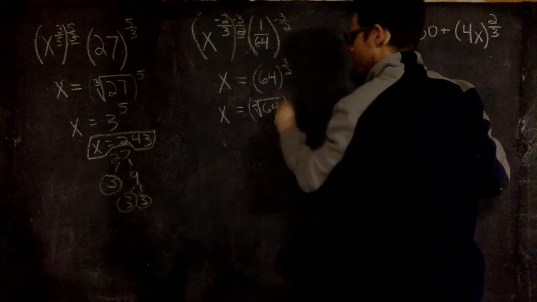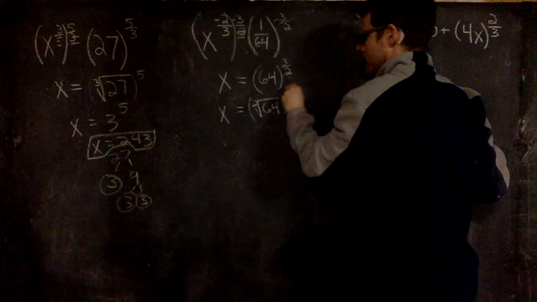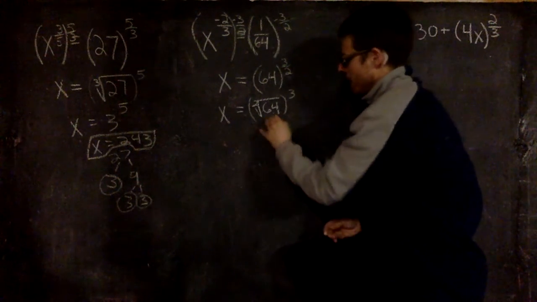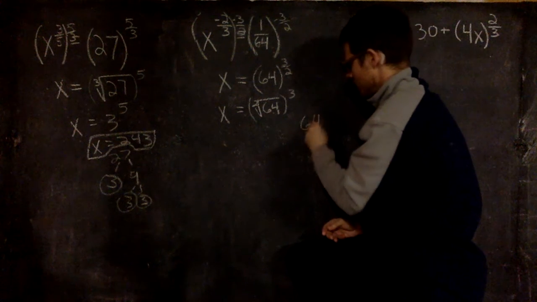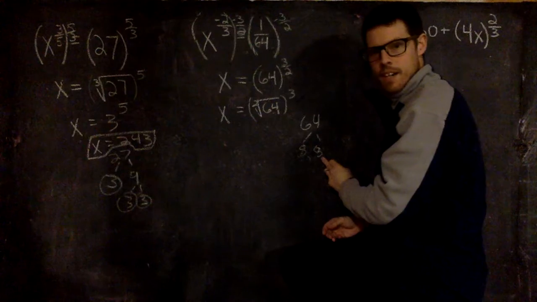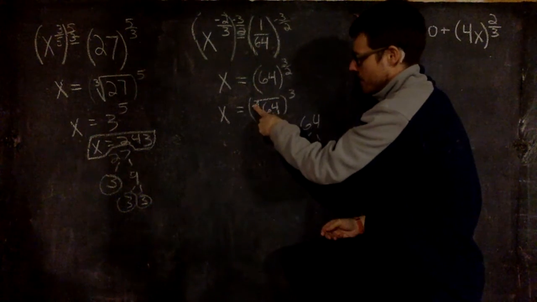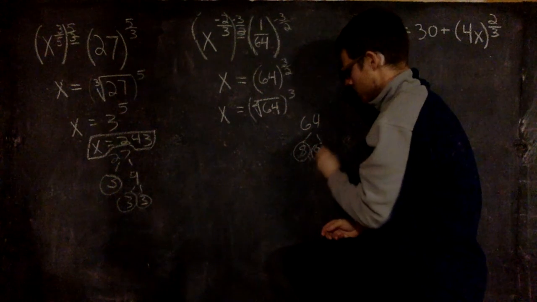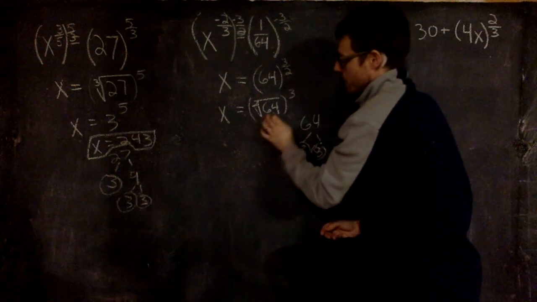And then whatever I get for an answer, I still have to raise it to the third power. So I'm ready to find pairs of 64. 8 times 8 is 64. And look, that's a pair. So I was looking for pairs. It's a square root. I found a pair. 64 is a pair of 8s. So this turns into 8.